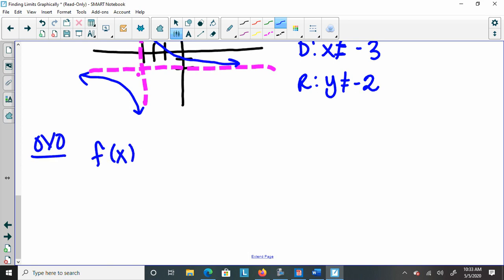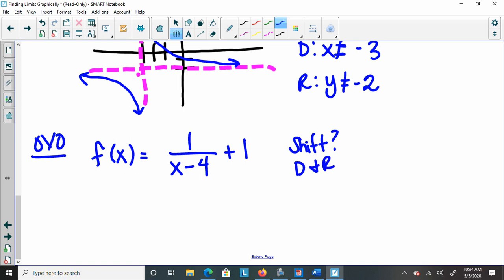F of x equals 1 over x minus 4 plus 1. So right now, the question's going to pop up, but I want you to tell me how it shifted, so tell me which way it moved, and then also say the domain and the range. Okay, so sketch it, do all the stuff, do that right now.